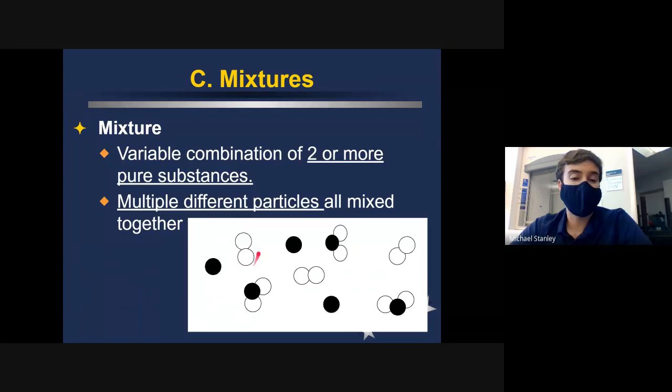But what about this guy right here? So it's 2 white atoms that are bonded together. So would this guy be classified as an element or a compound?